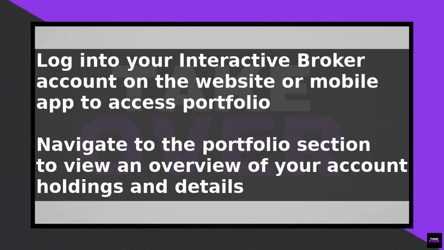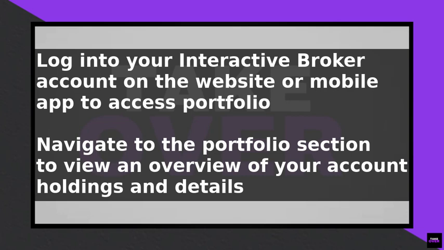To read an Interactive Brokers portfolio, start by logging into your account on the Interactive Brokers website or mobile app. Once logged in, navigate to the Portfolio section, where you will see an overview of your account holdings. The portfolio is typically divided into sections, including account information, portfolio balances, and position details.